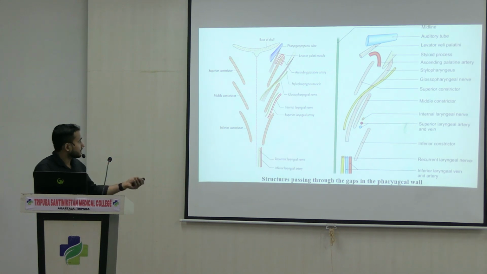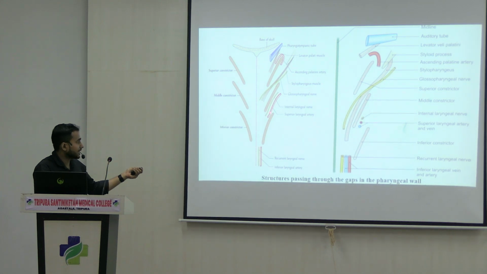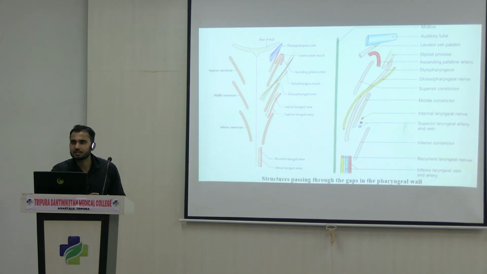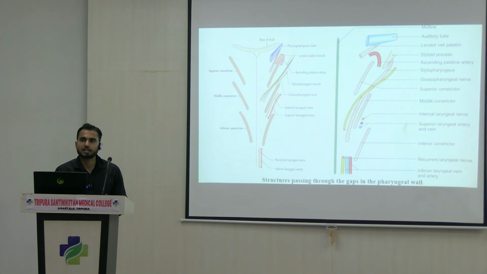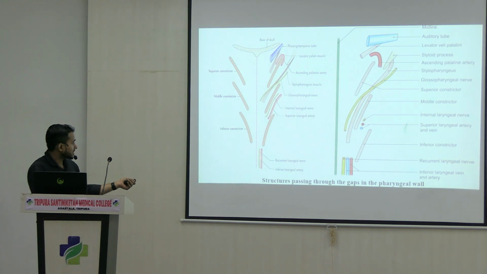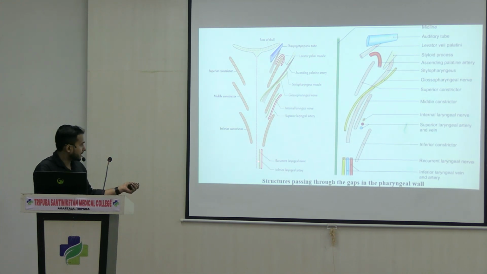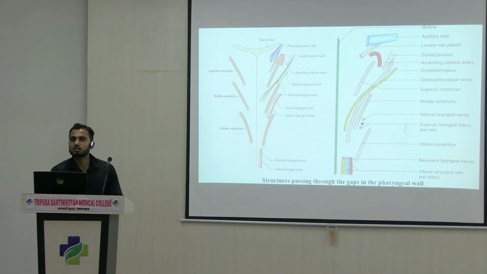Okay. Next, along with the internal laryngeal nerve, we are getting the superior laryngeal artery. This is also supplying blood to the supraglottic part of the larynx, and this is a branch of superior thyroid artery. Superior thyroid artery is the first branch of external carotid artery. Next, you can see the last gap is in between the inferior constrictor and the esophagus. Two structures are passing. What are those structures? Recurrent laryngeal nerve and inferior laryngeal artery.